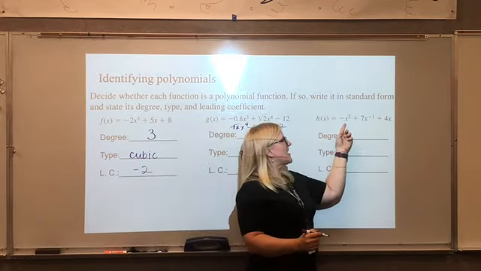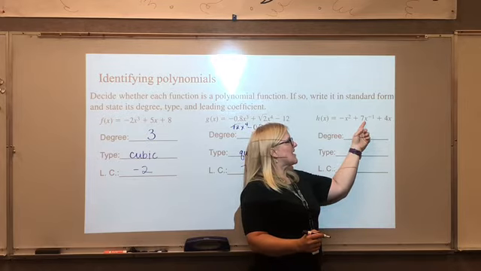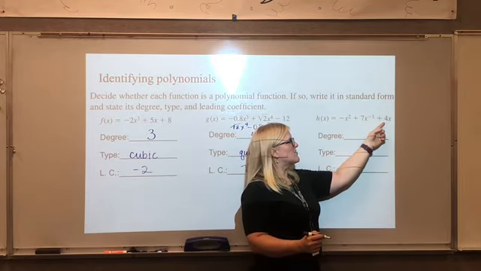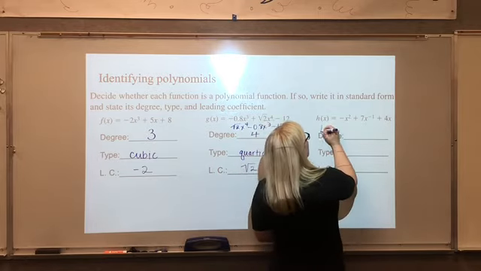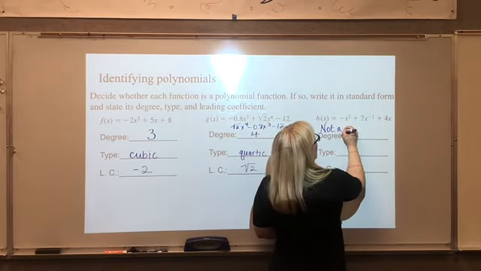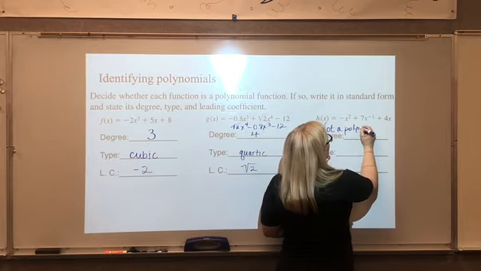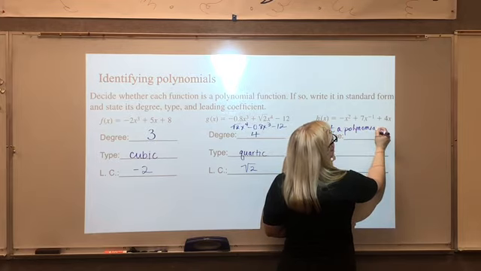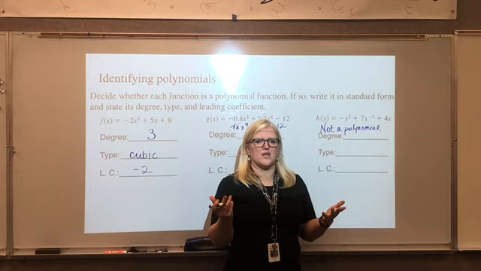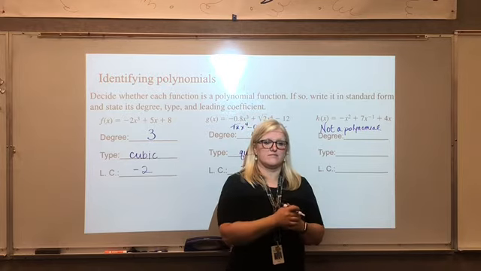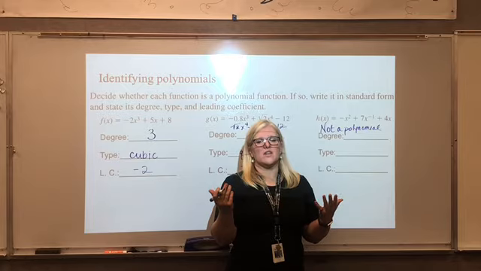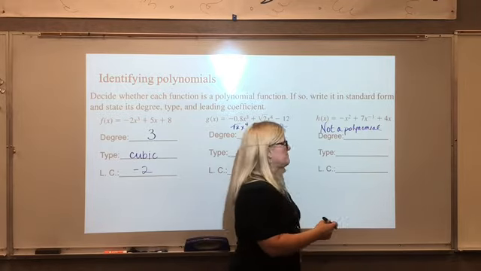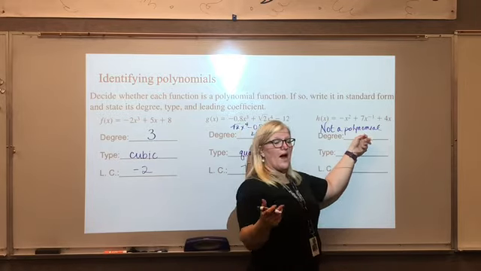Finally, I have negative x squared plus 7x to the negative 1st power plus 4x. Okay, this is not a polynomial. And why is it not a polynomial? Becky? Just kidding, I don't have a student named Becky, but it really bothers me that no one's here. Okay, not a polynomial. Why?